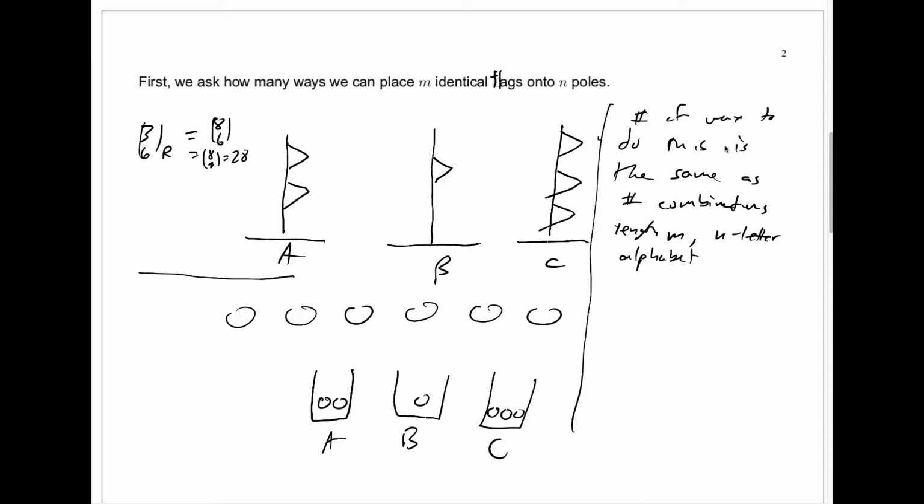In general, the number of combinations of length m from an n-letter alphabet, repetitions are allowed because we can have more than one of each letter, will just be n choose m with repetitions, and the formula for that is just n plus m minus 1 choose m.